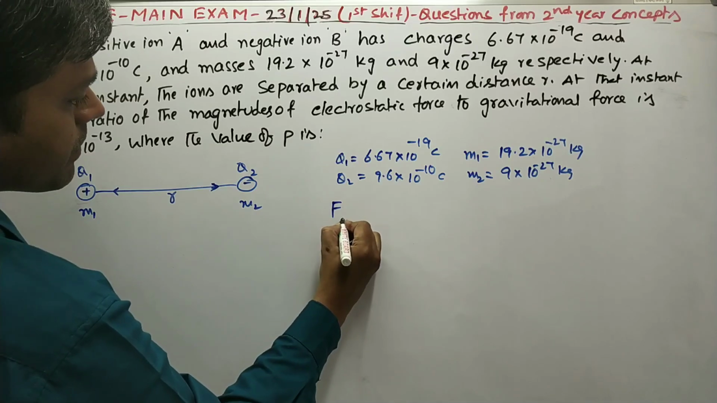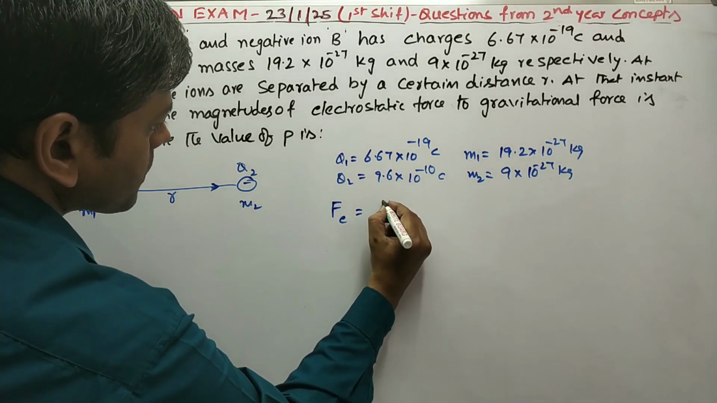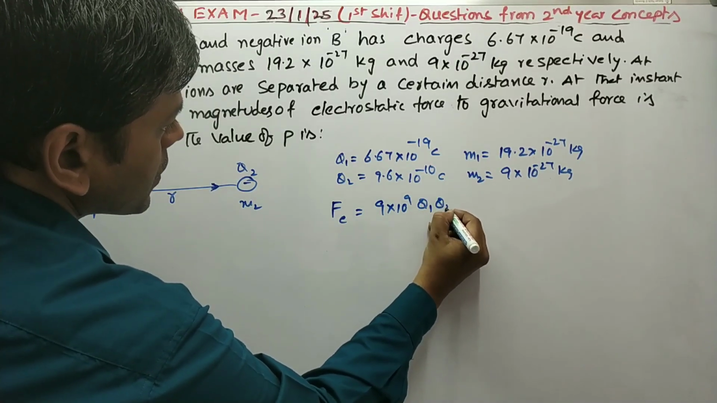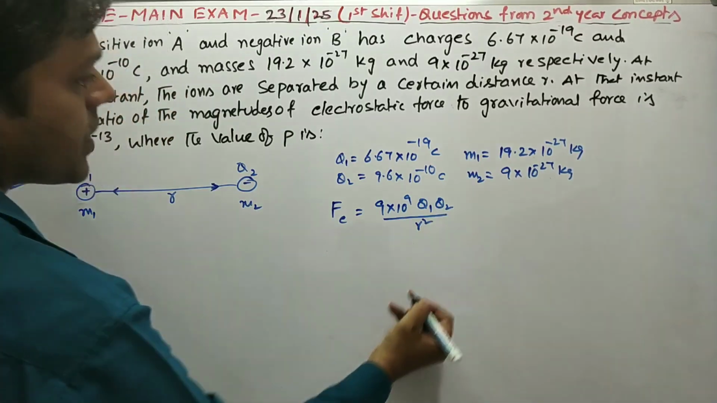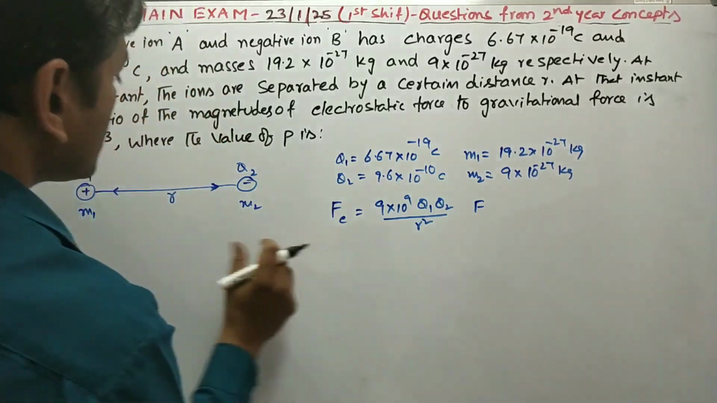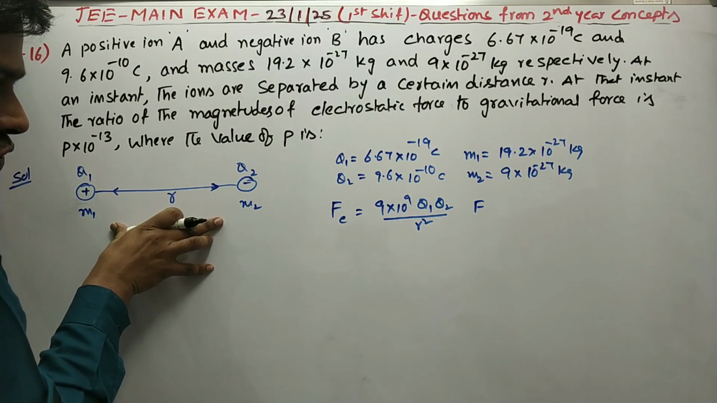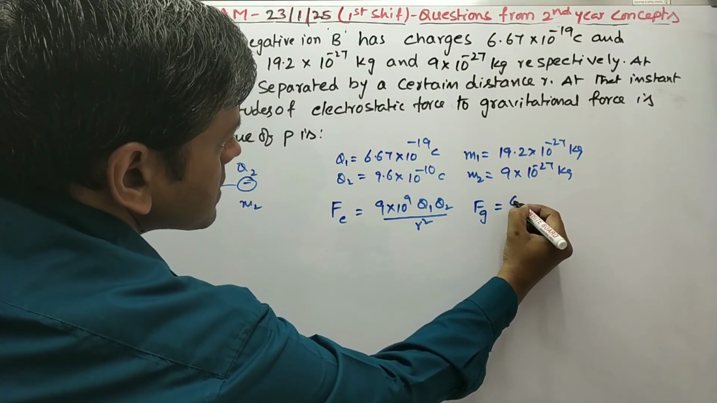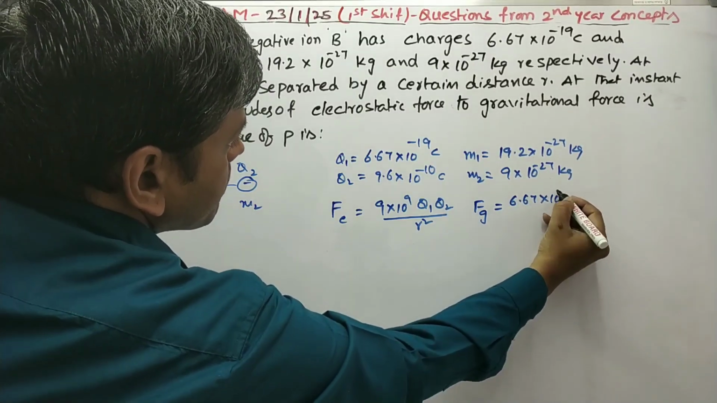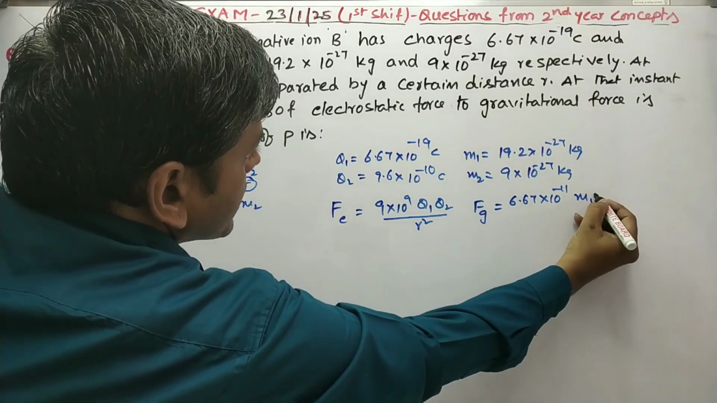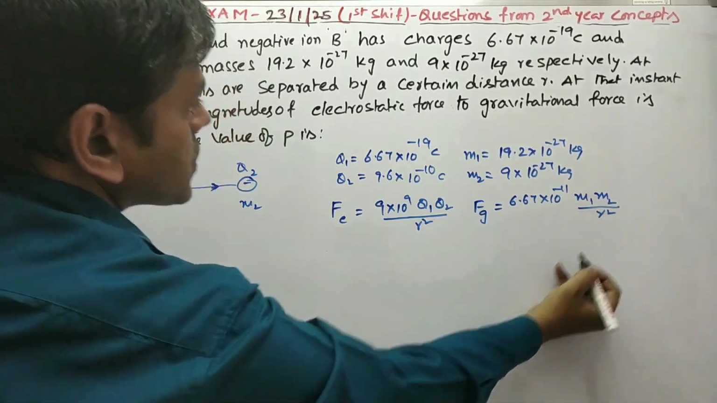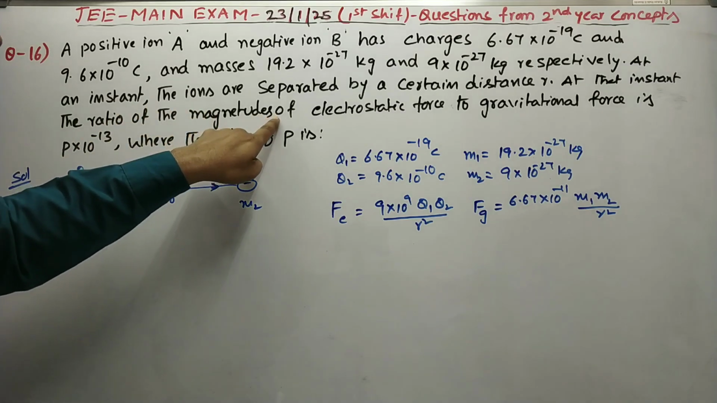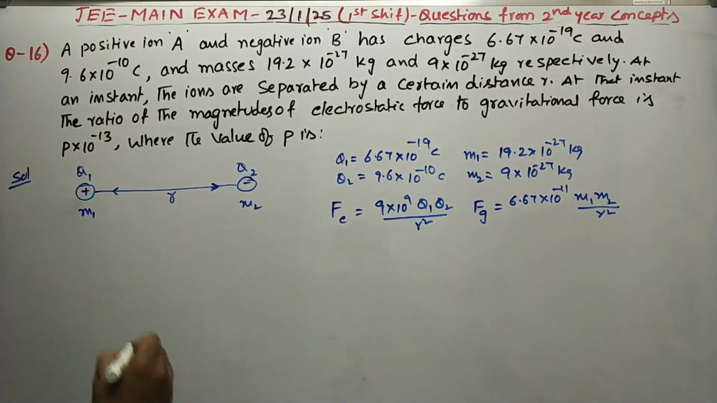So the electrostatic force, which is obtained by Coulomb's inverse square law, Fe is equal to 9 into 10 power 9 into Q1 Q2 by r square. Similarly, these two have certain mass, so a gravitational attractive force exists between them. So the magnitude of the gravitational force of attraction is 6.67 into 10 power minus 11 into m1 m2 by r square. What is being asked? The ratio of the magnitudes of electrostatic force and gravitational force.